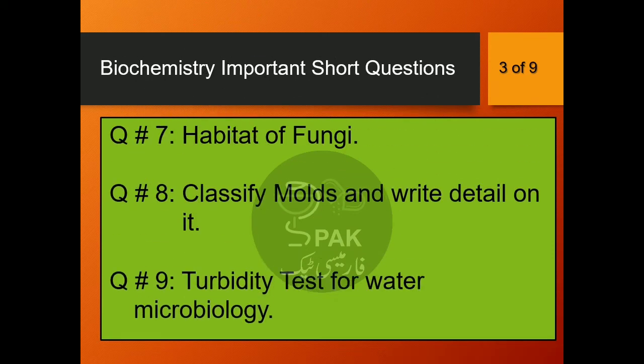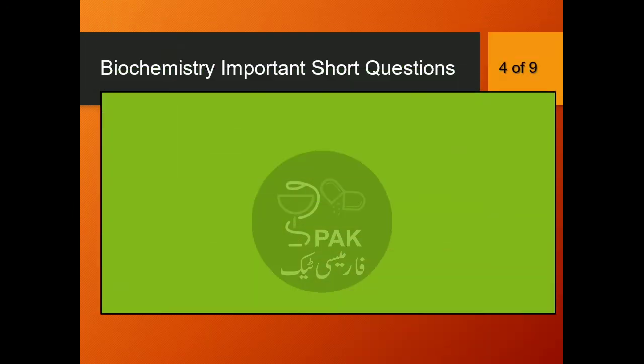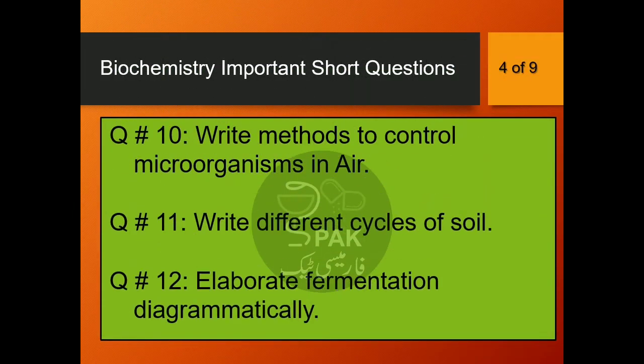Question number 7. Habitat of fungi. Question number 8. Classify molds and write detail on it. Question number 9. Turbidity test for water microbiology. Question number 10. Write methods to control microorganisms in air.